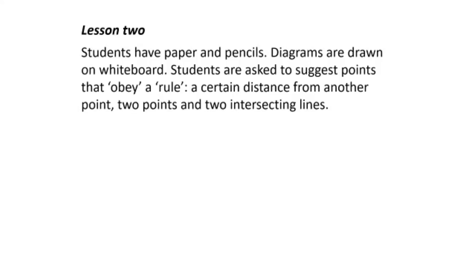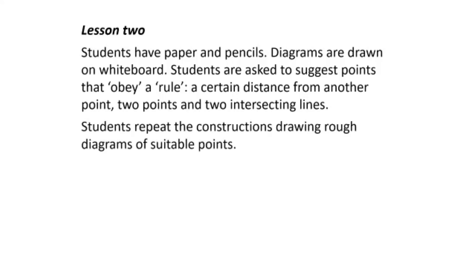So where are the points that are a certain distance from another point? And that's partly done on the whiteboard. And where are the points that are at the same distance from 2 points, and where are the points that are the same distance from 2 intersecting lines? This was all about points obeying a rule. And students repeated the constructions by, at this stage, drawing rough diagrams of suitable points. So we haven't got pairs of compasses yet, but they're drawing rough diagrams of points that obey a rule.